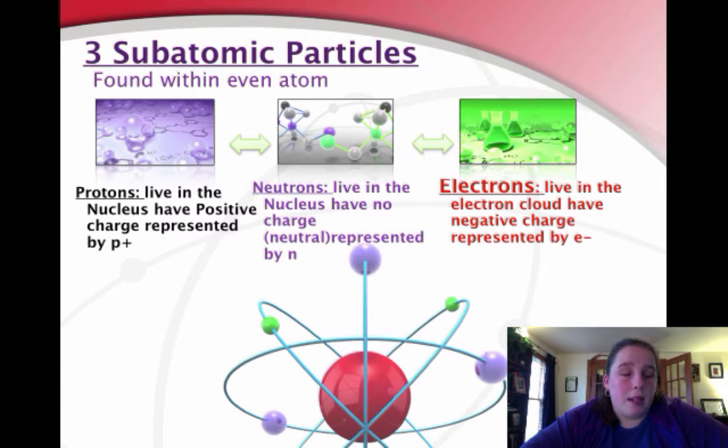Every atom has these. So we'll start with the protons. Remember, they live in the nucleus. They're a positive charge, and they're represented by a P+. Then you have the neutrons, right? They're the other housemate that lives in the nucleus. They have no charge, and we represent them with an N. And then you're going to have your electrons. They live in your electron cloud. Remember, those are the ones that are running all around, and those are represented by an E and a negative sign.